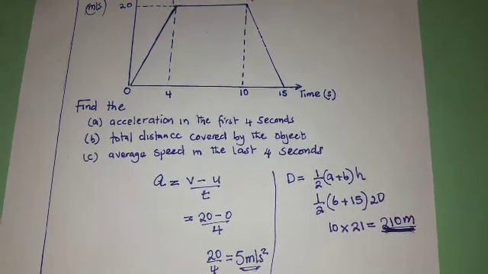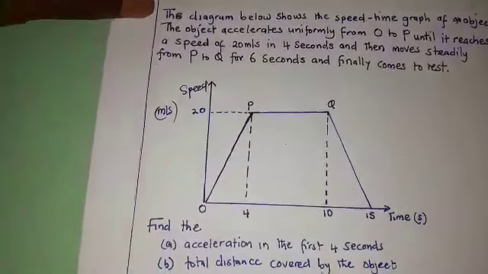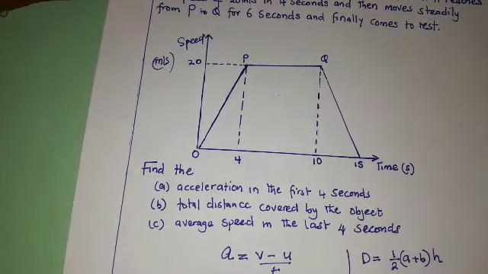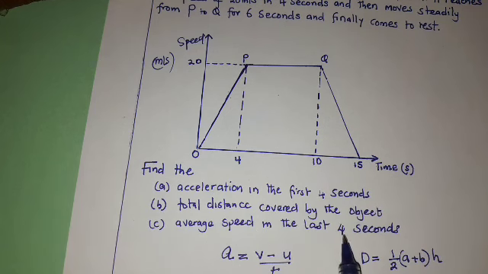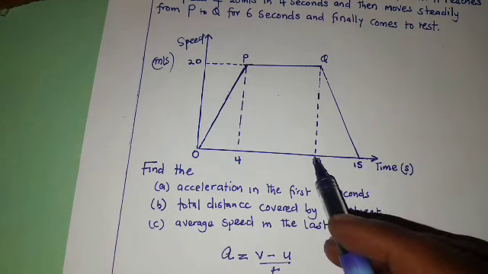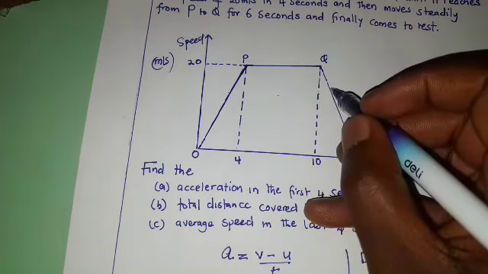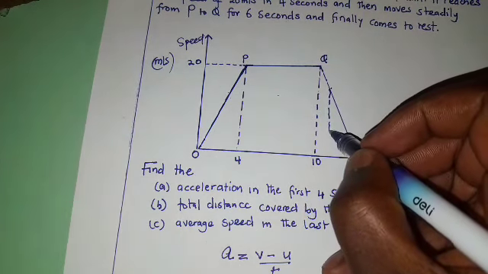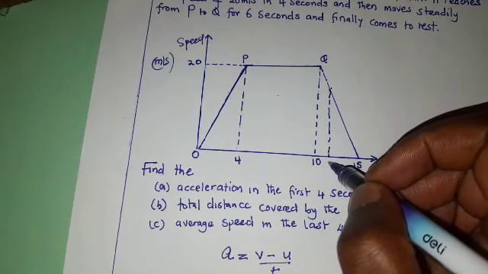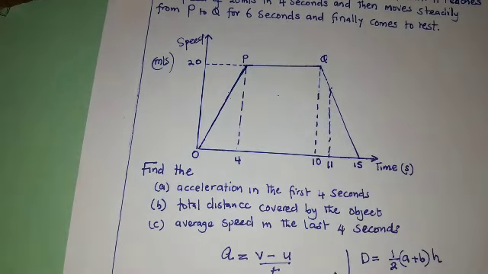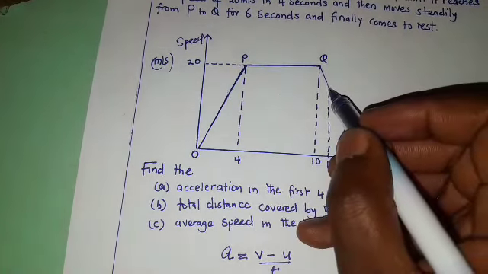That is for B. Then now we need to find the average speed in the last 4 seconds. If we start from 10, we're talking about the last 5 seconds. So in the last 4 seconds, we have to start from the 11th second here. So we are looking at this point here.